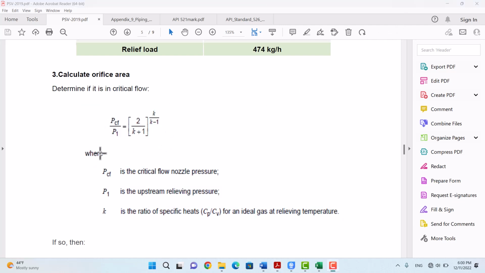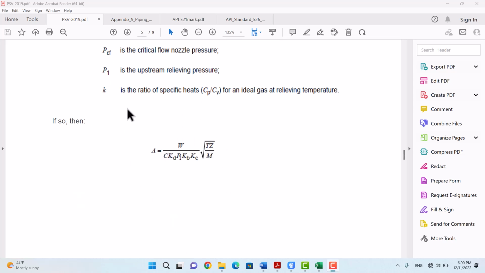So after calculation of this term and multiplying by upstream relieving pressure, we can calculate, in fact, the critical flow nozzle pressure. After calculation of critical flow nozzle pressure, we compare the back pressure with the critical flow nozzle pressure. If the total back pressure is less than the critical flow nozzle pressure, then we are in a critical flow, or if otherwise, we are in subcritical flow. So we're going to do the calculation here to determine whether we are in a critical flow. And if we are in critical flow, we can use these equations.